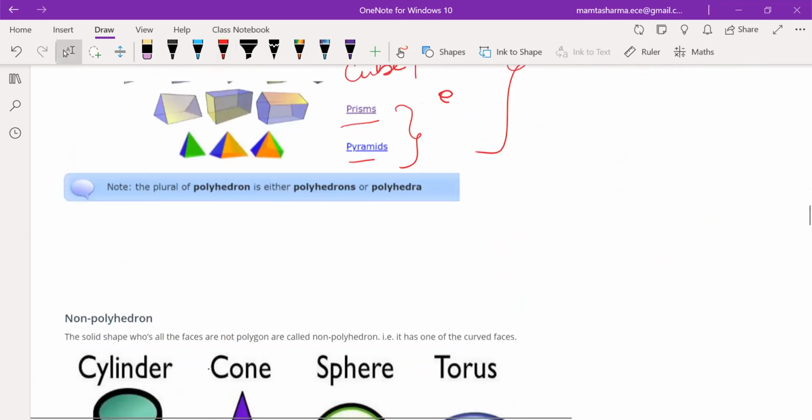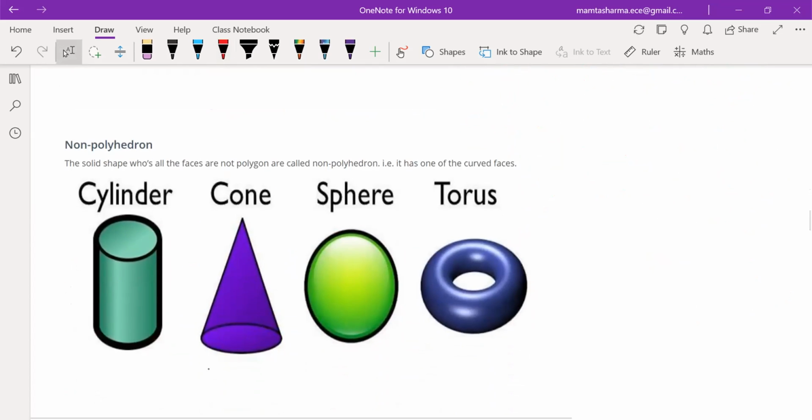Now see, common polyhedrons are prism and pyramid. If you see these kinds of shapes where curved faces are included, then these will not be a polyhedron. A polyhedron will cover only flat faces.